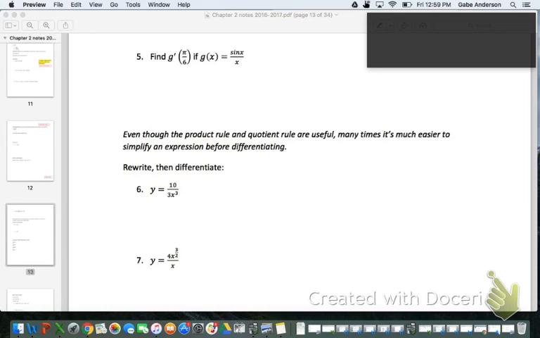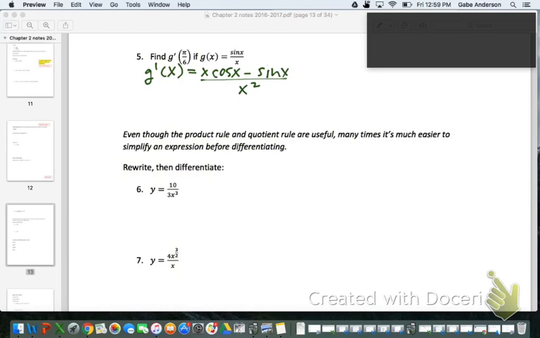So low d high minus high d low over the square of what's below looks like this. G prime of x equals, what's my low? X. What's d high? Minus high? What's d low? 1. So I'm not going to write anything there. Over the square of what's below, x squared.